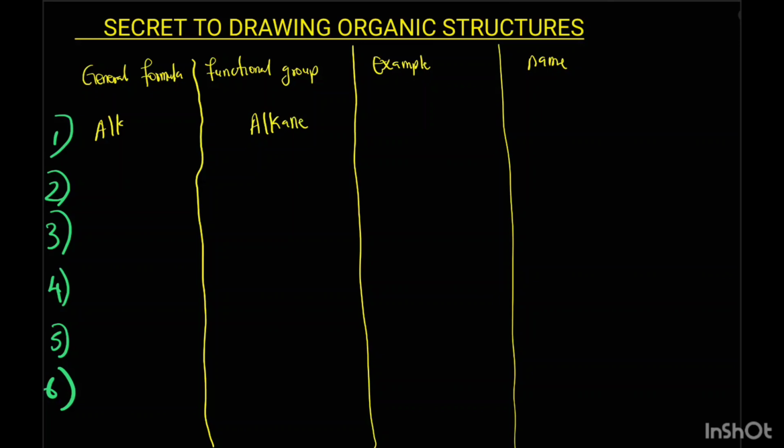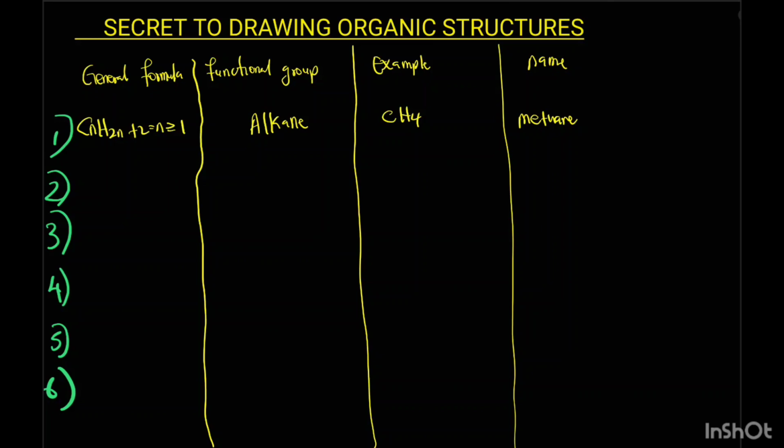So the number one is alkane. Alkanes have a general formula CnH2n+2, where n is greater than or equal to 1. The first member of the alkane family then will be what? CH4, because if you put 1 here, it's going to be C times 1, 2 times 1, 2 plus 2, so we're having 4. And the name is what? Methane.